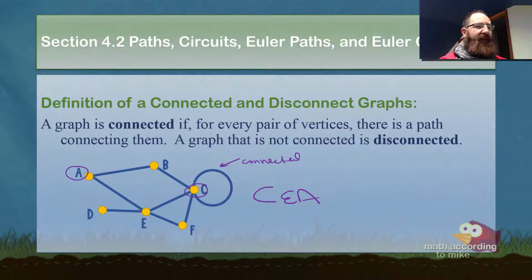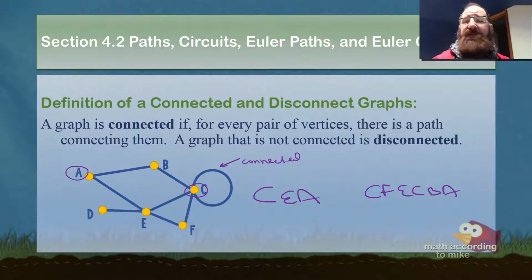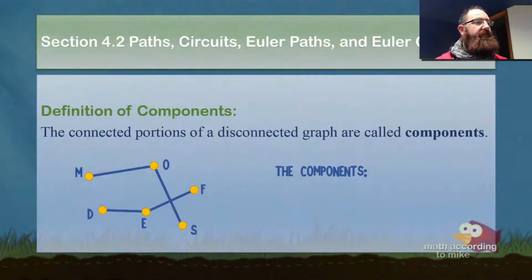If I wanted to take a longer stroll, I can say C-F-E-C-B-A. That's fine too. But all it takes is one path for it to be considered sufficient, we should say. Now, if your graph is disconnected, the connected parts of a disconnected graph are called components.